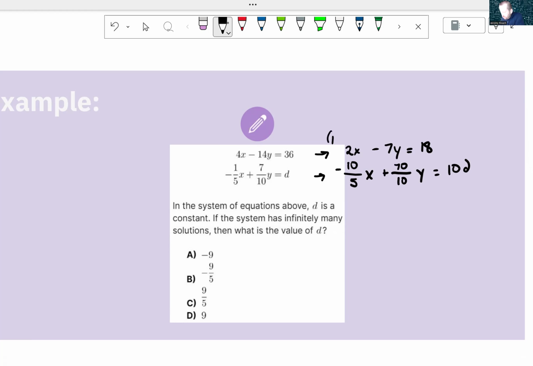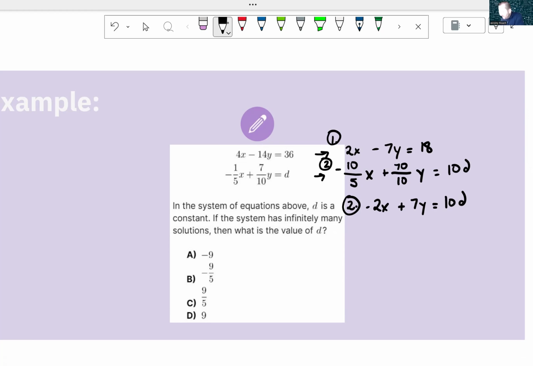So let's simplify equation 2. I like to call these equation 1 and equation 2. That helps me to keep track of everything. So when we write equation 2 again, we know which one we're looking at. So this is negative 2x plus 7y equals 10d.